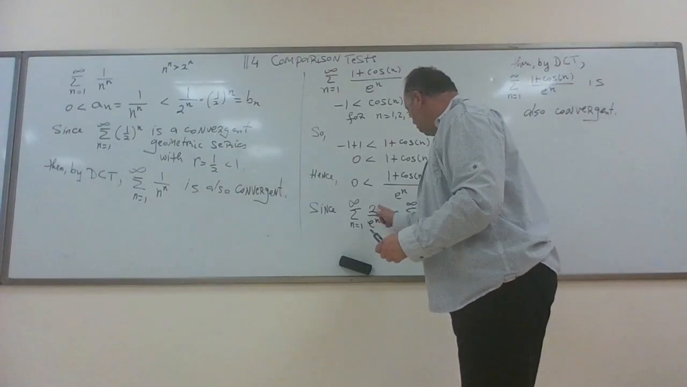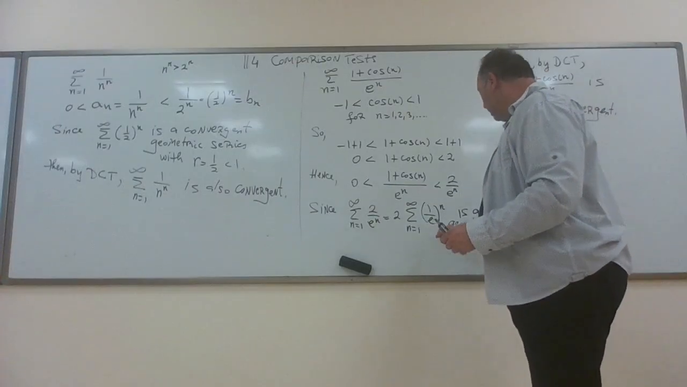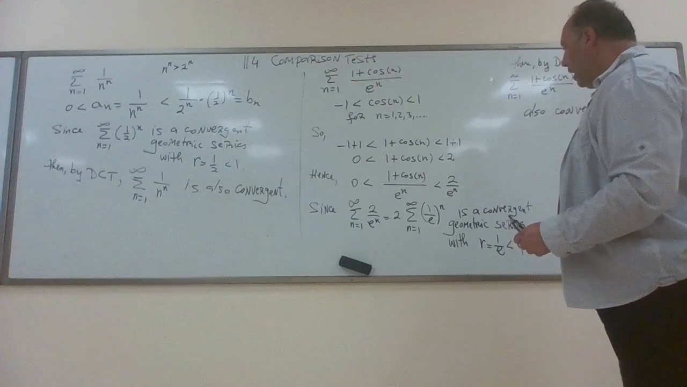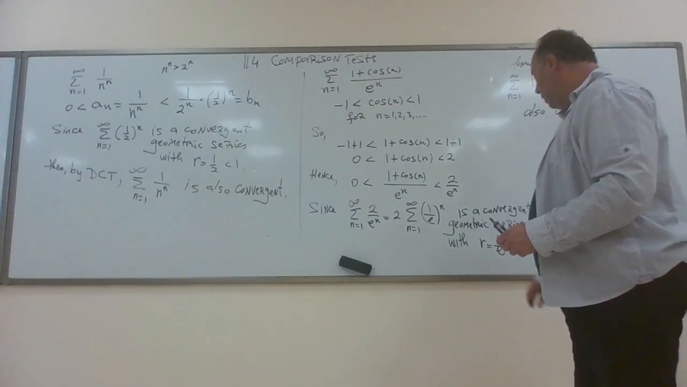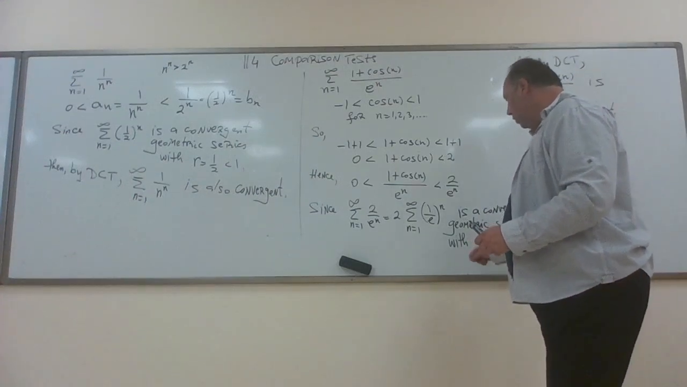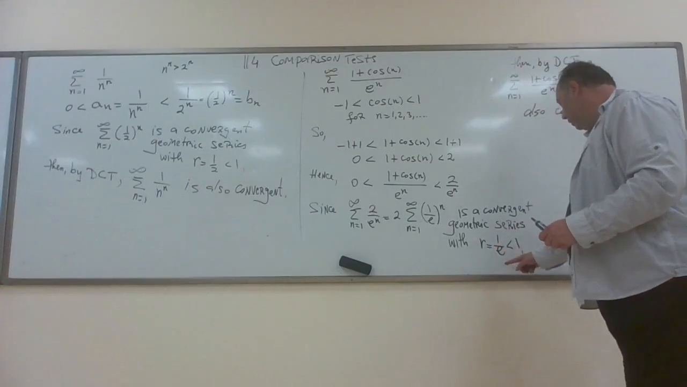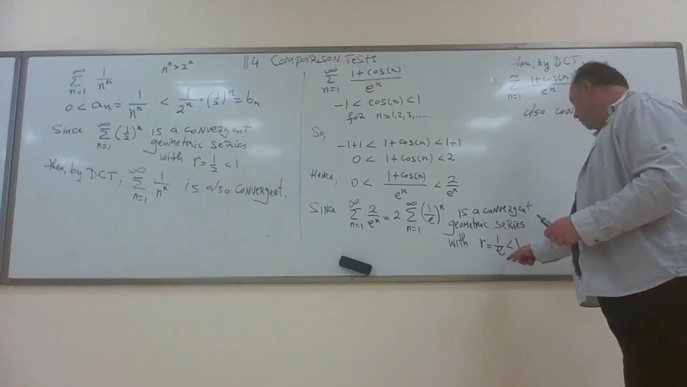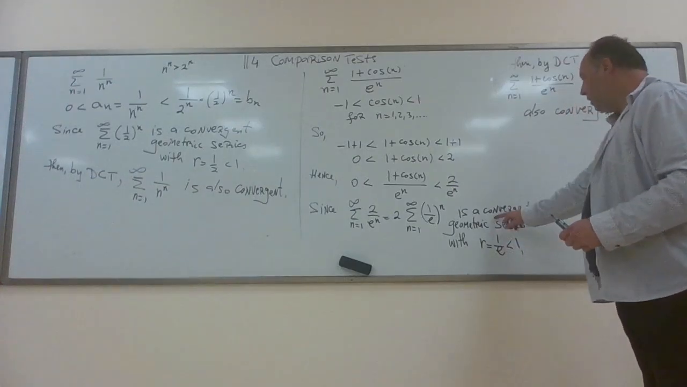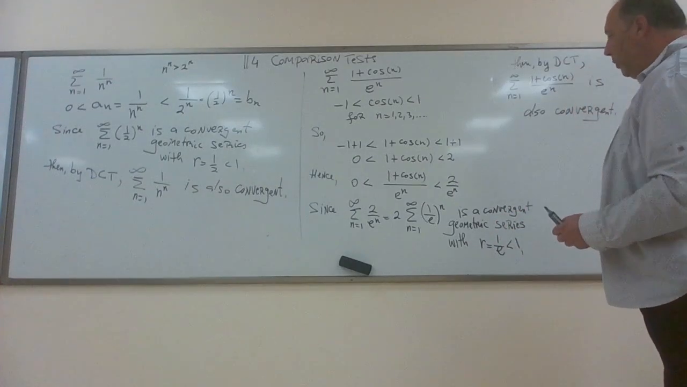Now 2 is a constant, so it can go outside of the series. We recognize that this will be a geometric series with a ratio of 1 over e. Since e is about 2.7, 1 over e is smaller than 1, so this will be a convergent geometric series.